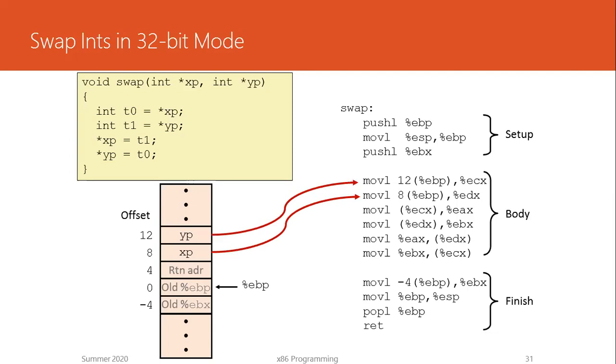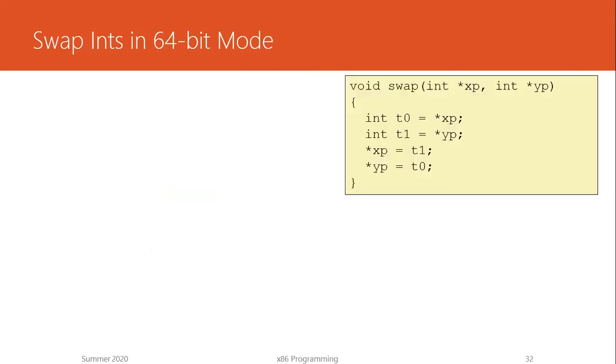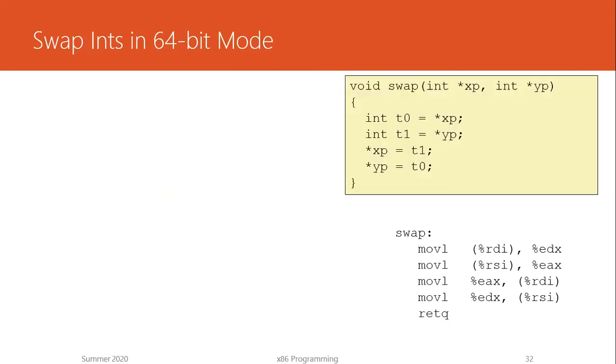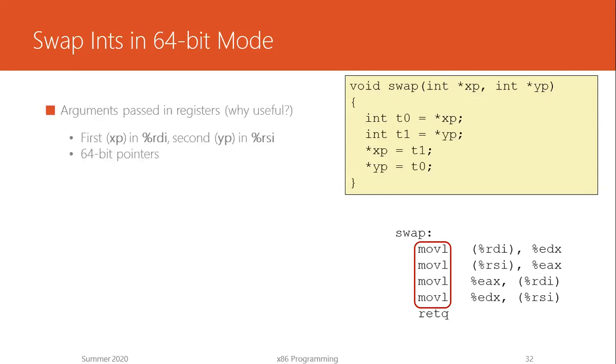Now let's look at how the code would look in the 64-bit machine. Okay, first thing to note is the movl, because the input parameters are of type int, right? And also note that we are passing the parameters via the registers. The first parameter xp is stored in RDI, and the second parameter yp is stored in RSI. And these are 64-bit pointers because addresses in the IA64 architecture are 8 bytes long.